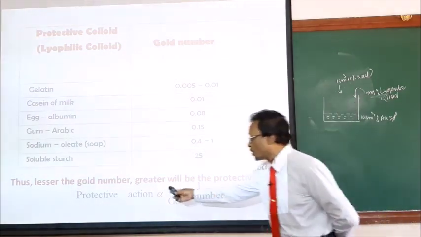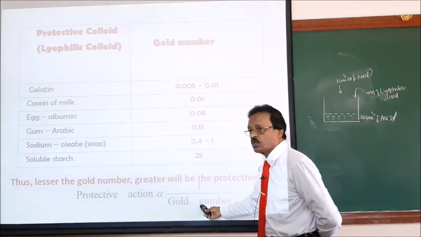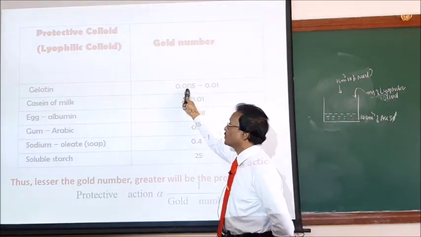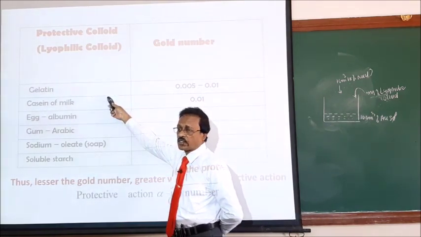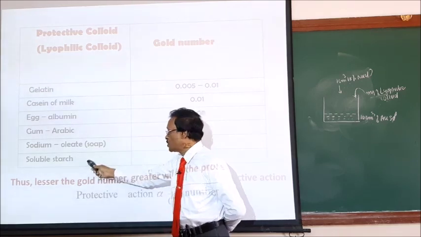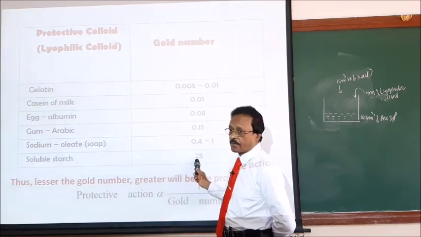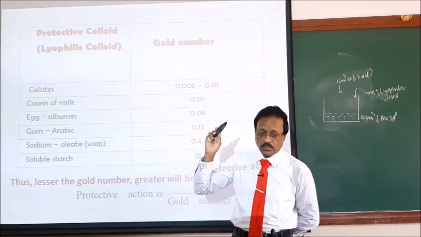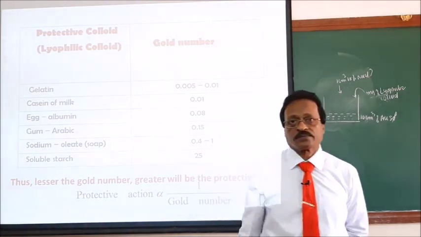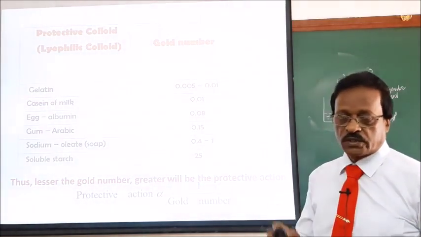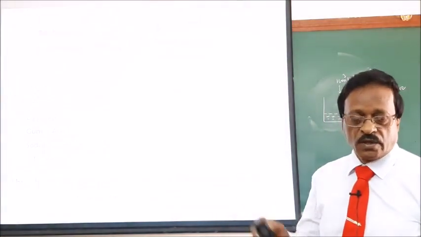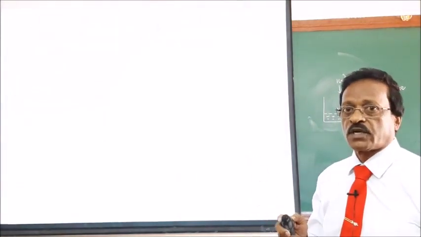Protective action is inversely proportional to the gold number. Lesser the gold number, more efficient is the protective action, as shown by gelatin. Least is starch, where 25 milligrams are required. So the protective action is measured in terms of the gold number. They are all very important. Please go through them, study once again, take many examples, solve them and become familiar with all these concepts.